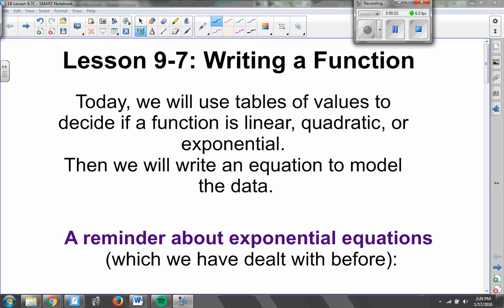All right, Algebra 1B students, welcome to part 3 of lesson 9-7, where we are deciding between linear, exponential, and quadratic functions. In today's video, we are going to do exactly the same thing. We will use tables of values to decide which function is appropriate. And then today, we will also write the function that is appropriate for that table.